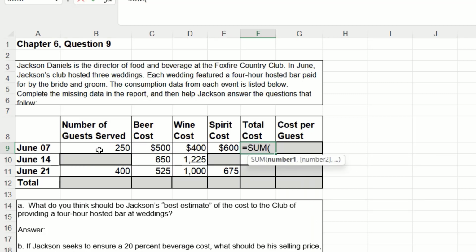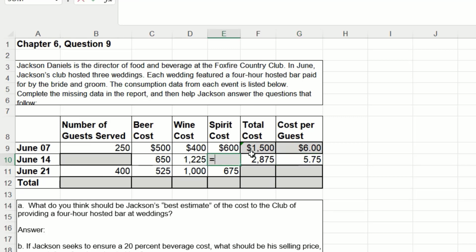So we'll add our beer cost and spirits for a total cost of $1,500. All right, so we will take that $1,500 and divide it by the 250 guests that we had. And so it cost us $6 per guest. All right. Now, for June 14th, we can back some of that information out.